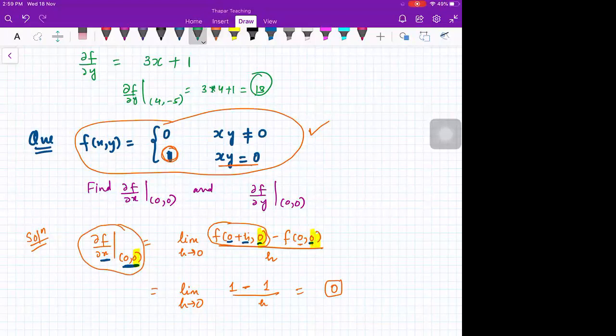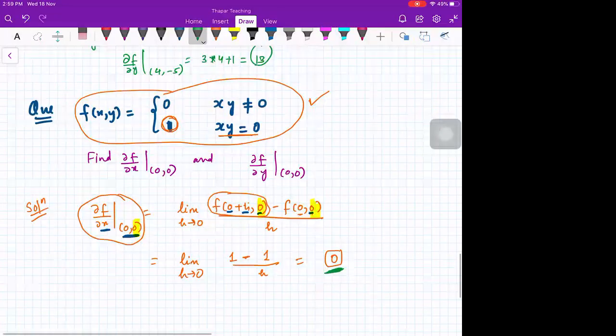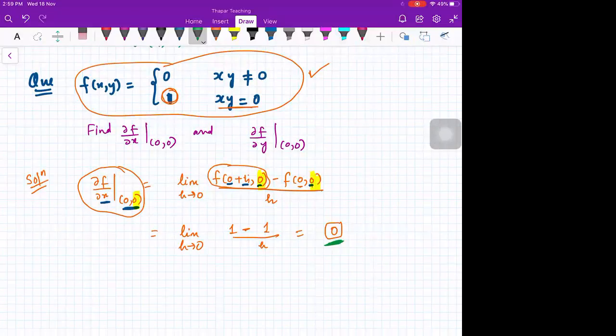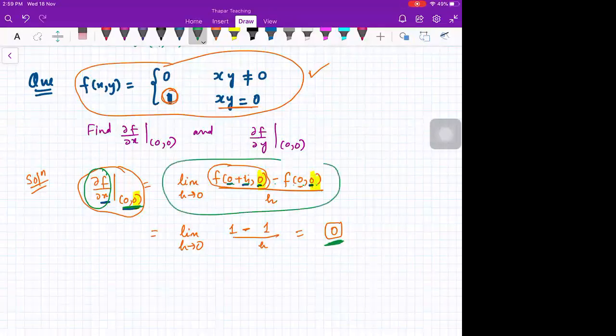Anybody having doubt how we got this partial derivative equal to 0? Please explain again. Okay, beta. So you see, this is the definition: if you want to compute the partial derivative with respect to x at the point (0, 0), you have to compute f(0 plus h, 0) minus f(0, 0) upon h. Is this definition clear?